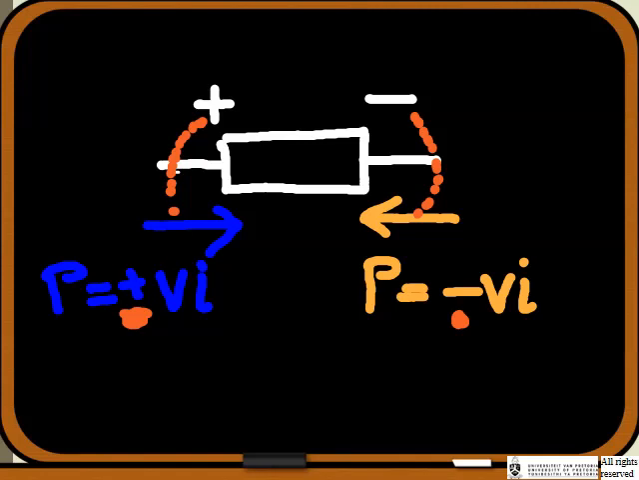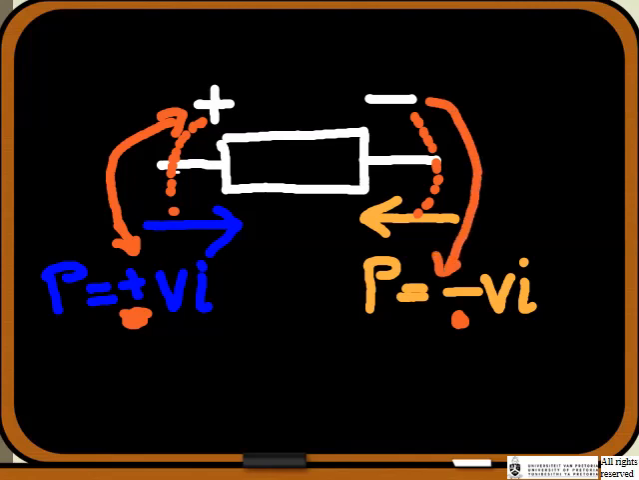In most cases, you're going to either define the polarity first and then the current, but irrespective of what happens in the end, as long as you stick to this convention, in other words, if the current goes in at the positive terminal, it's a positive sign. But if the current goes in at the negative terminal, then it's a negative sign.